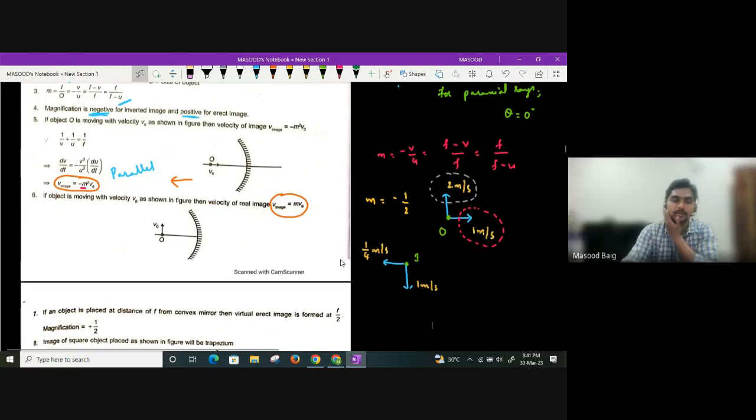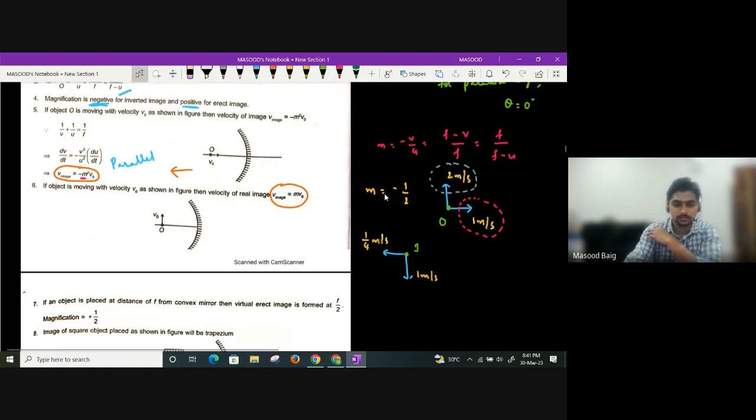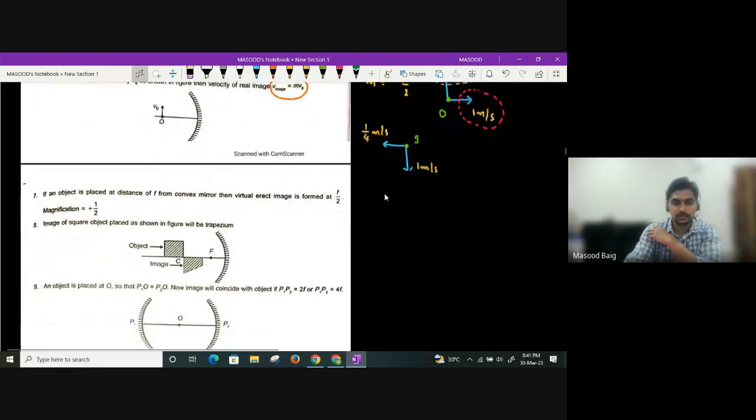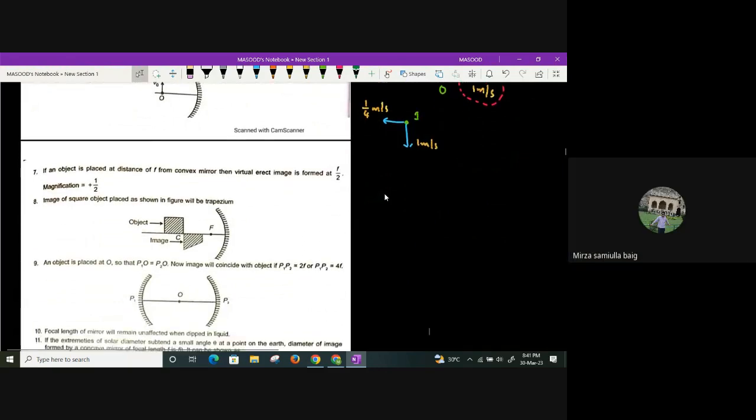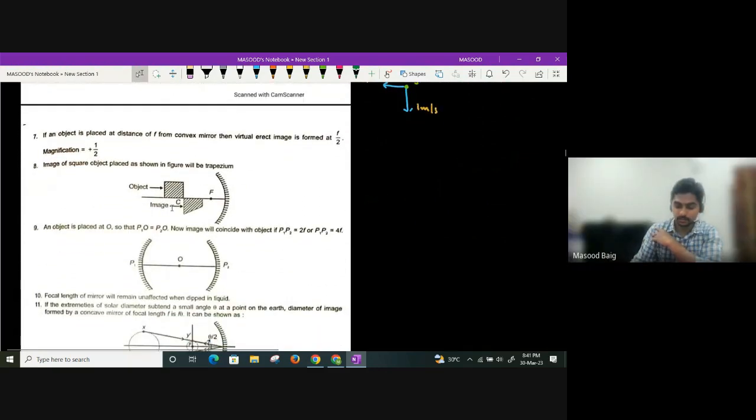Whoever had a problem in this, always remember, if the object is moving along the principal axis towards the mirror, the image will move away from the mirror with a velocity m square times v naught. And if the object is moving perpendicular to the principal axis, the image will also move perpendicular to the principal axis with a velocity m times v naught. I hope you have understood it, everyone. Yes or no? Yes, sir. Right. So I am not dealing with this part again. However, we can just cross check it. I'll share these points with you people, guys.